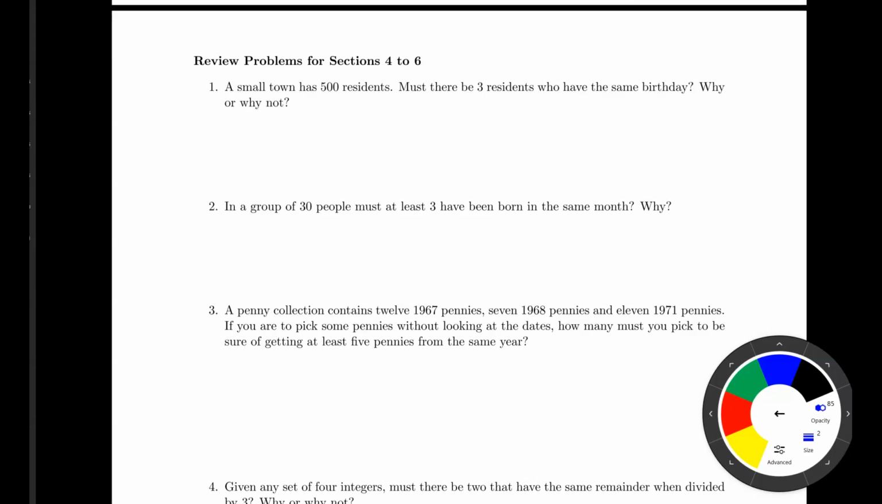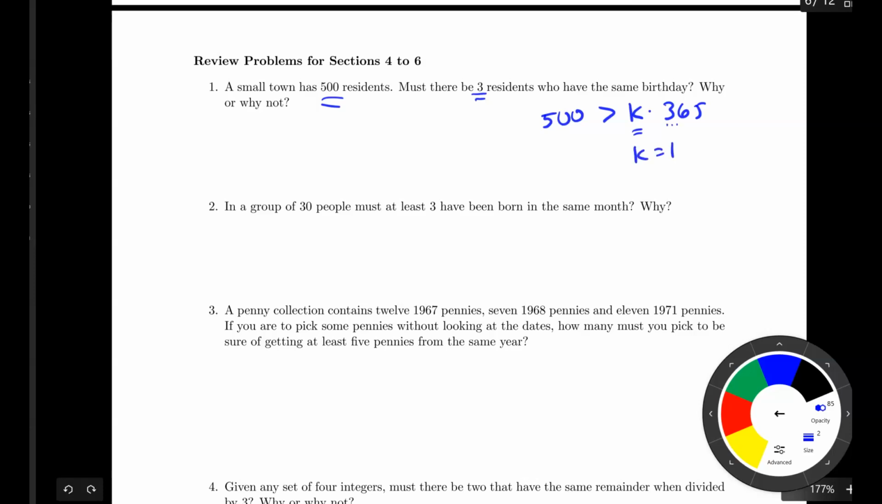Okay, so 500 residents. Are there going to be 3 that have the same birthday? So a couple ways of thinking about this. You could think, okay, there's my 500 residents. Is it going to be K times 365? So what's K got to be? Well, K is only going to be 1, right?